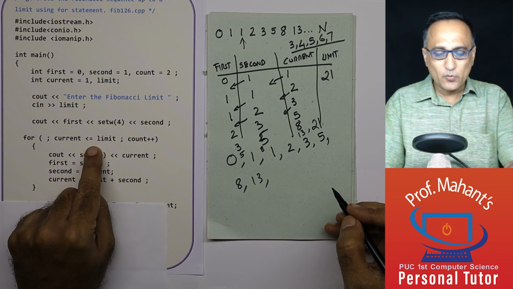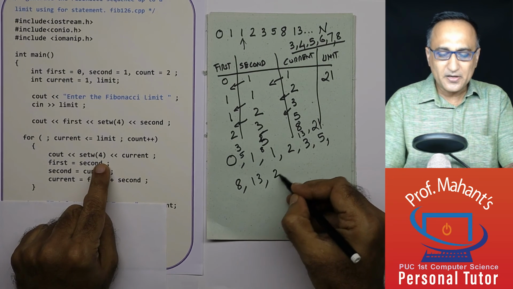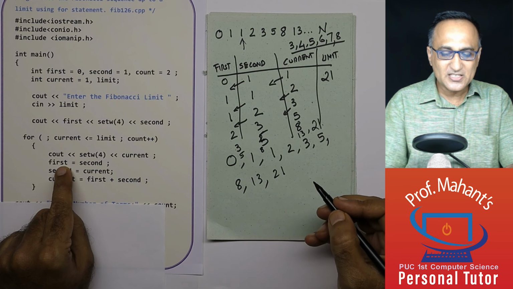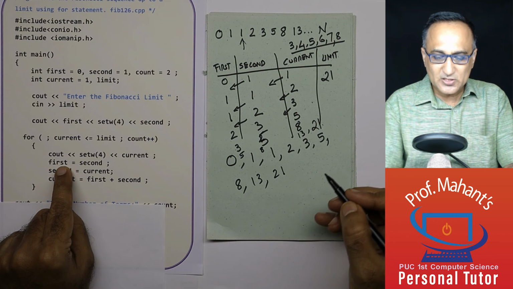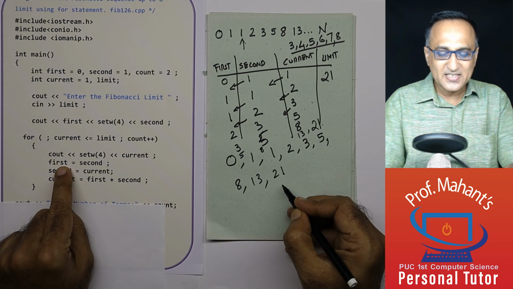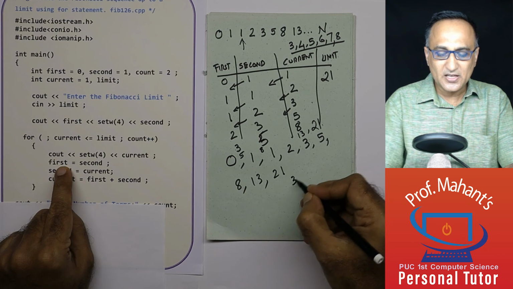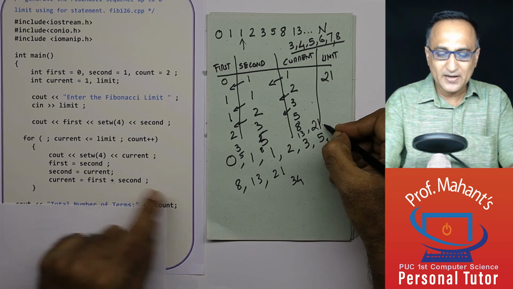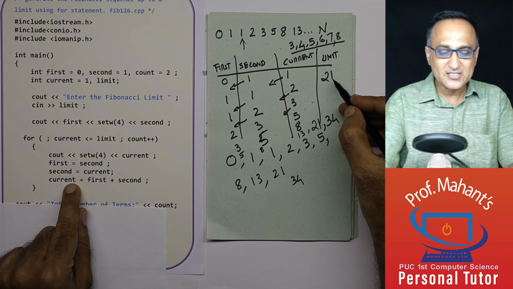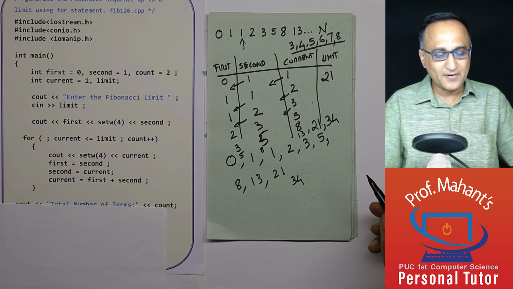21 is still equal to 21. Count becomes 8. So I come here and I print 21. First takes the value 13 and second takes the value 21. So 21 plus 13 is 34, and the new value of current is 34. Now 34 is not less than or equal to 21. It doesn't go into the loop body. It increases the count and the condition fails.